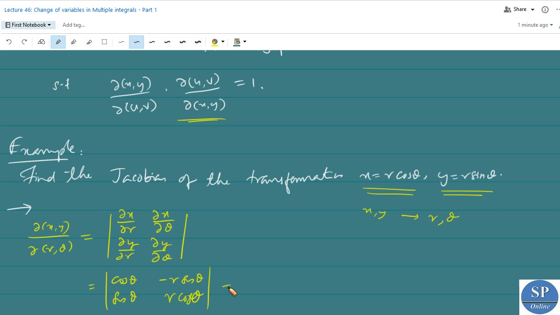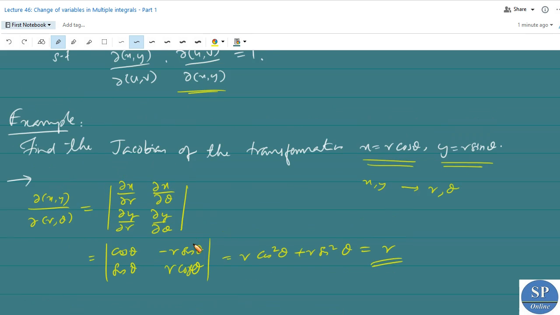So this is equal to r cos square theta minus minus, that is plus r sine square theta, which is equal to r. Taking r outside we have cos square plus sine square, which is equal to 1. That is, the Jacobian is nothing but r. Okay, so you can just verify that the Jacobian of the inverse transformation, dou of (r, theta) divided by dou of (x, y), is equal to 1 by r. You just verify this.